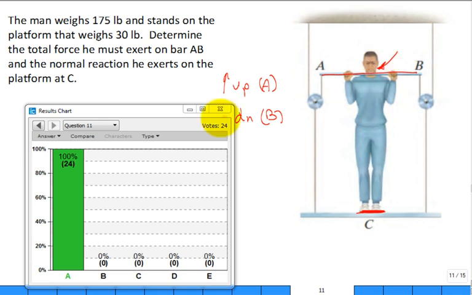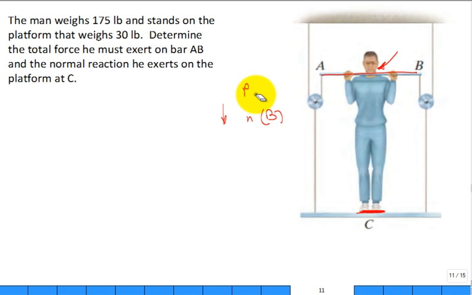Okay, so the same question here. What is that total force that the individual exerts on the bar A to B, and then what is that normal force between the bottom of the foot and the platform? And we already said we expect this to be greater than 175 pounds, where before it was only 72, 73 pounds. All right. How do we solve this problem?